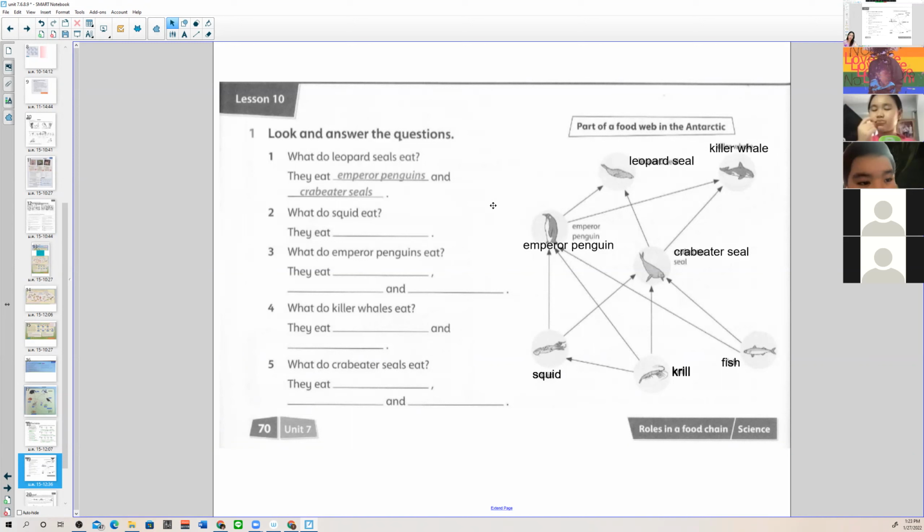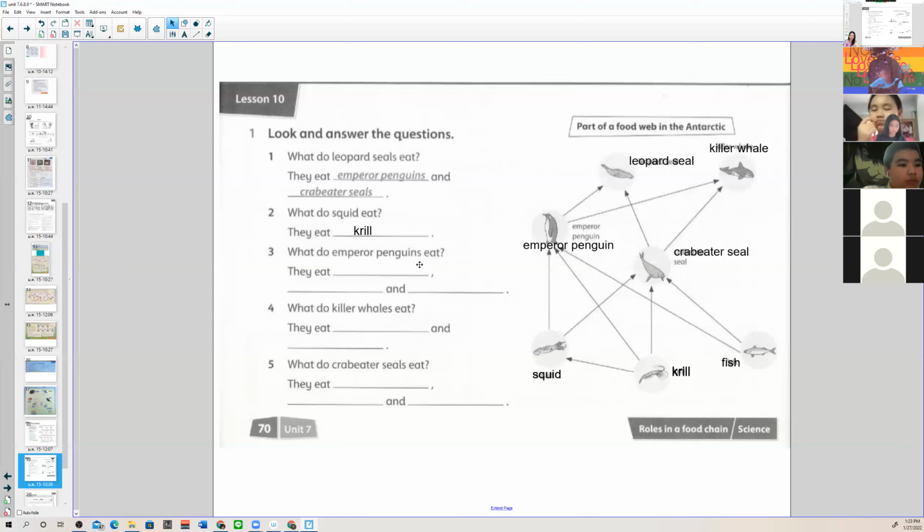Right, finished? Okay. The first one is already answered, right? What do the leopard seals eat? They eat emperor penguins and crab-eater seals. What do squid eat? They eat krill. Krill is a tiny little animal that looks like shrimp, but it's not, and it's much smaller.